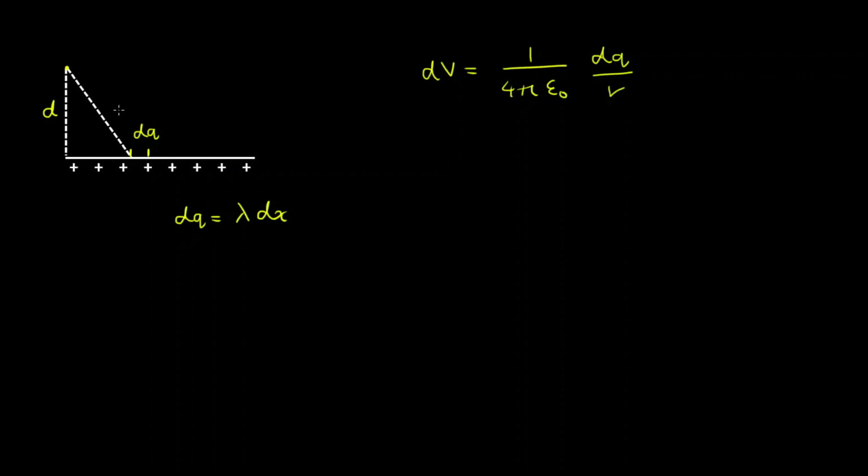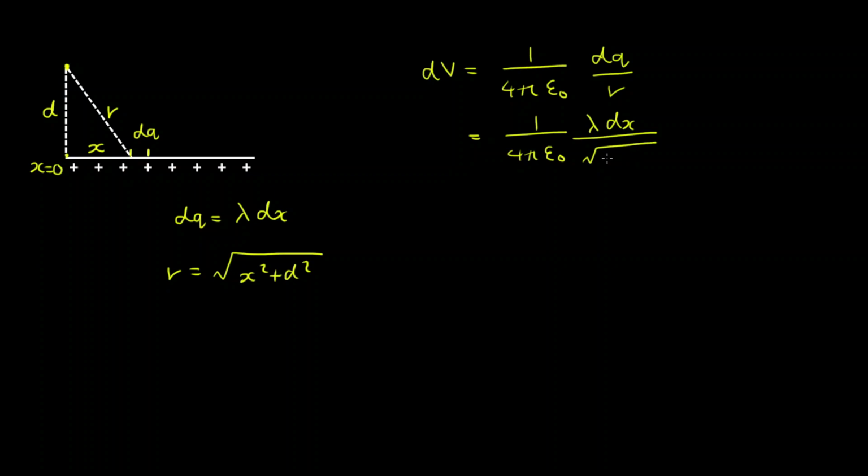And using Pythagoras, we can find the radial distance from that differential charge to the point where we're trying to determine the electric potential. So if we take the origin, x equals 0, at the start of the wire, from the origin of the wire to dq, we have a distance of x. And therefore we can use Pythagoras' theorem to determine r as root x squared plus d squared. So therefore we have 1 over 4 pi epsilon naught times lambda dx on the square root of x squared plus d squared.